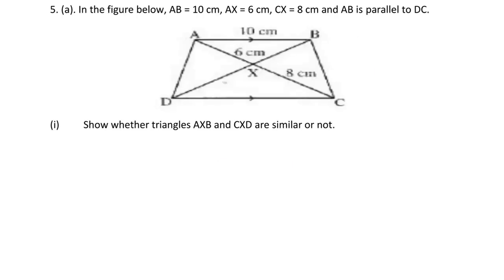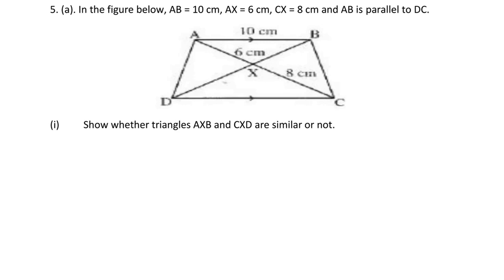Question number 5, part A. In the figure below, AB equals 10 centimeters, AX equals 6 centimeters, CX equals 8 centimeters, and AB is parallel to DC. For Roman 1, we are supposed to show whether triangles AXB and CXD are similar or not.